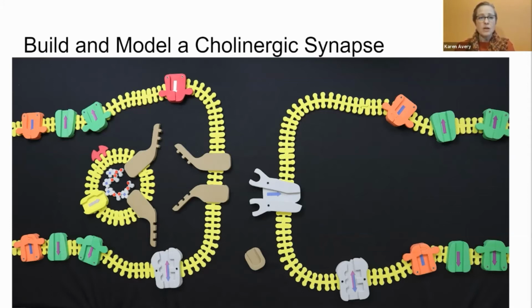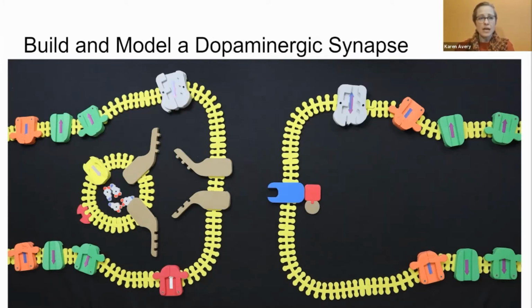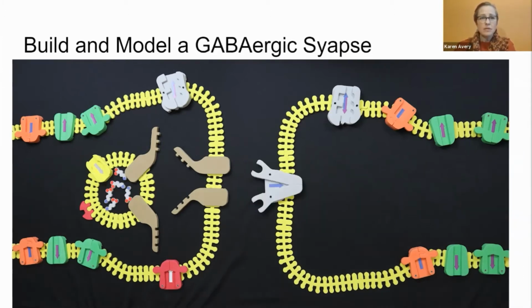We can also build a dopaminergic synapse. And for that, we've replaced the acetylcholine receptor with a G-coupled protein receptor and added dopamine to our presynaptic vesicle. We can also build a GABAergic synapse. And so we've got a GABA receptor over here, and we've got GABA in the vesicle now. And these are all things that Dan can tell you a little bit more about later in the presentation.